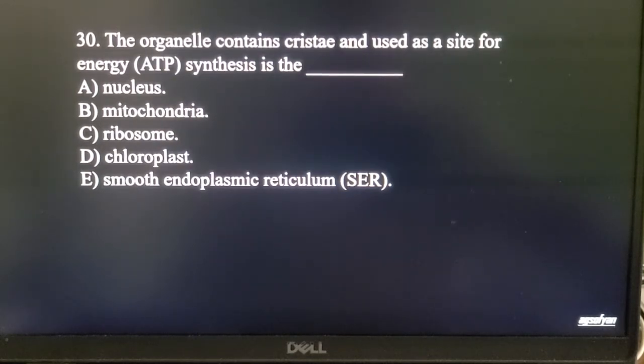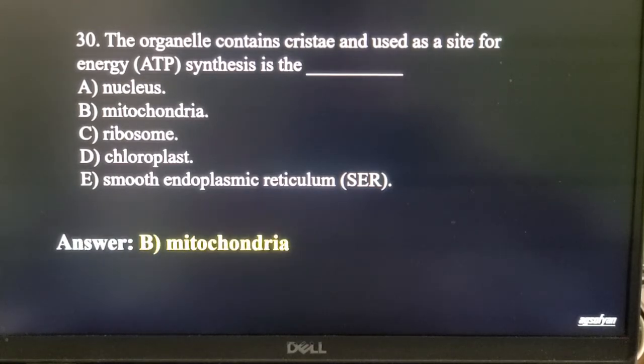Number 30. The organelle that contains cristae and is used as a site for energy or ATP synthesis is the nucleus, mitochondria, ribosome, chloroplast, or smooth ER. Choose your answer. Yes, the answer should be mitochondria.